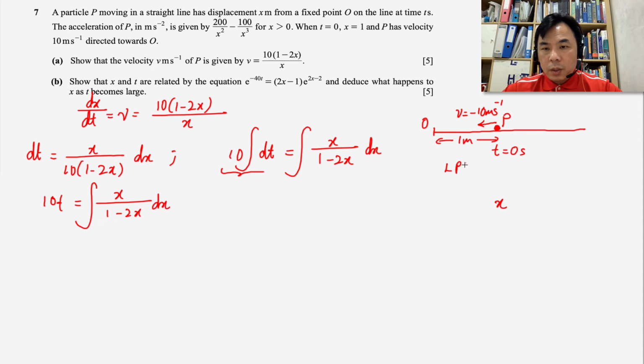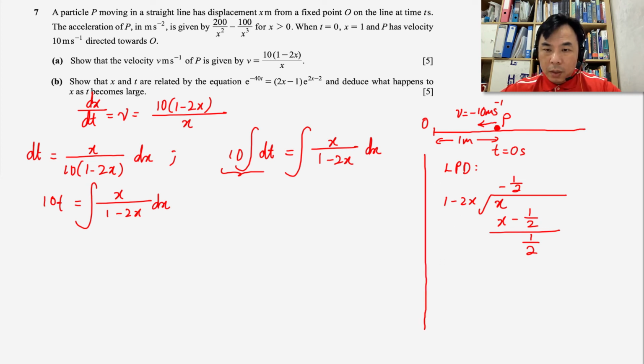Long polynomial division, LPD. Okay, now by taking this divided by this, one way to do it is I have to multiply by negative half. That will give me an x minus half. Therefore, for this part here, I can write down x over 1 minus 2x in its partial fraction form, which is given as, all right, there you have it.